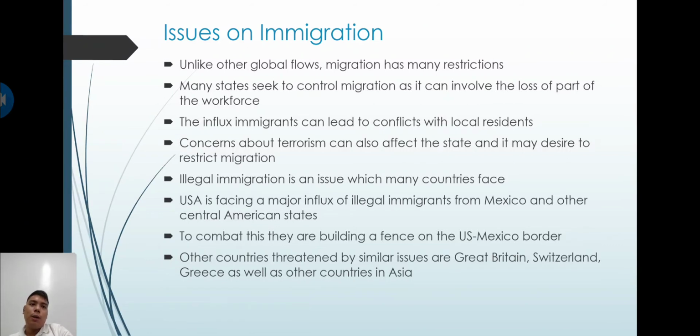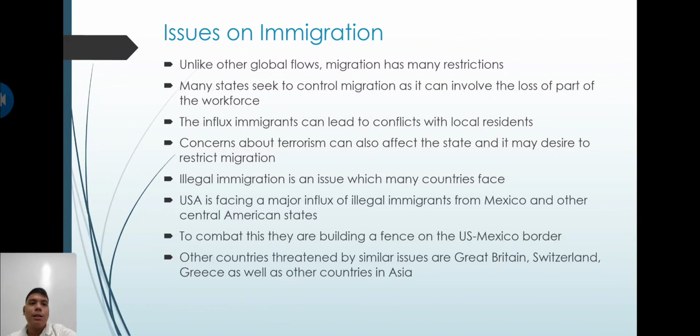Unlike other global flows, migration has many restrictions. That is compared to the other flows like trade, information, etc. Many states seek to control migration as it can involve the loss of part of the workforce. The influx of immigrants can lead to conflicts with local residents. If there are too many immigrants who have very different culture, they can cause unrest in those areas. There are concerns about terrorism, which can affect the state, and the state may desire to restrict migration.